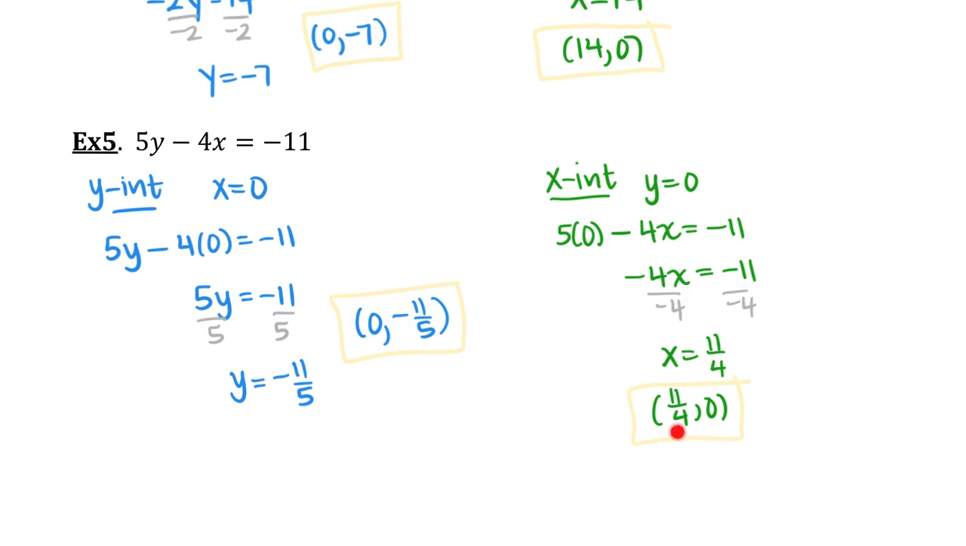For the x-intercept, I got positive 11 over 4, 0. So make sure you brought down the negative 4x. And then when I divided negative 11 by negative 4, it turned to positive 11 over 4, 0. And again, I don't mind fractions. I just don't always like to graph them. Okay, go ahead and try the practice problems. Check your answer with the solutions at the bottom later.